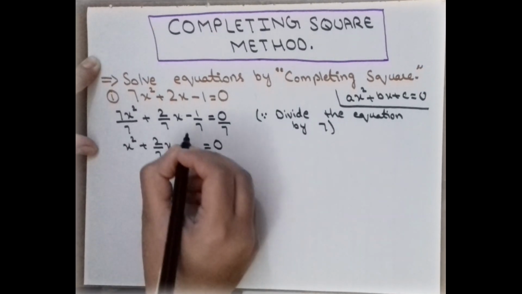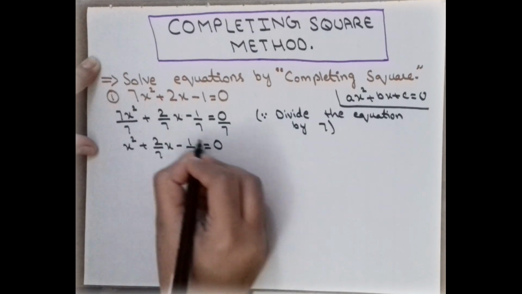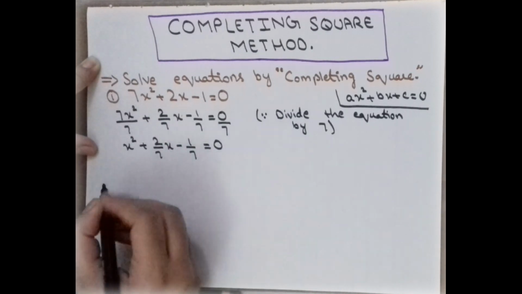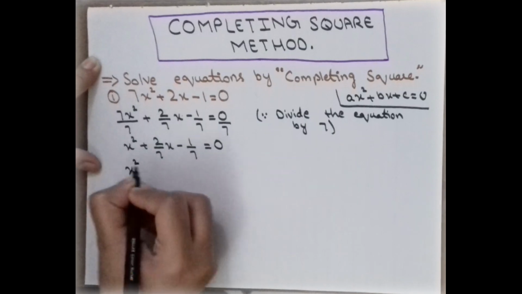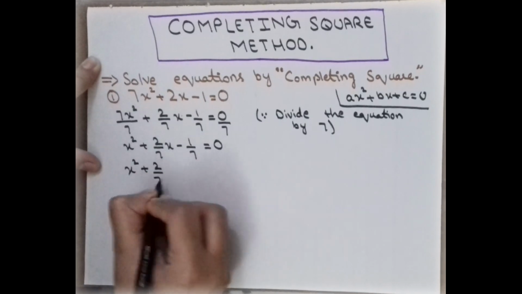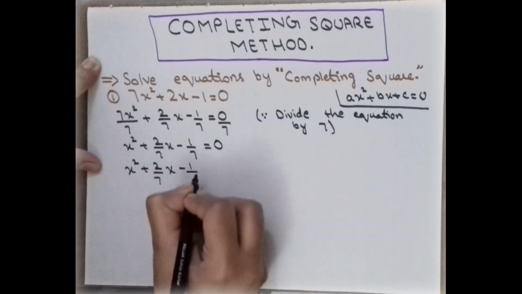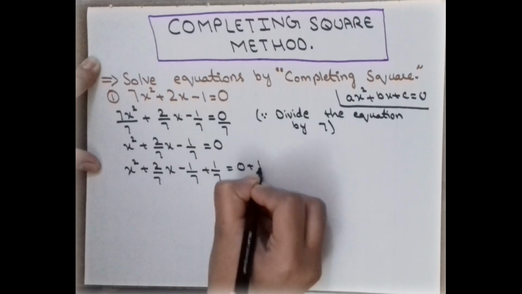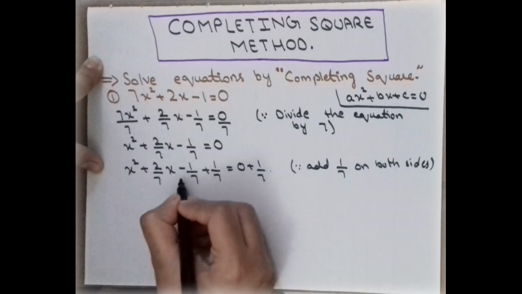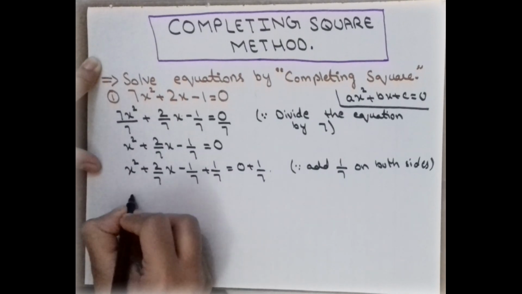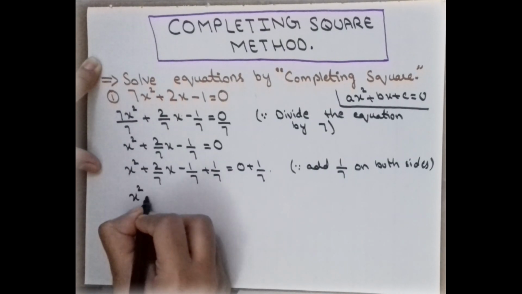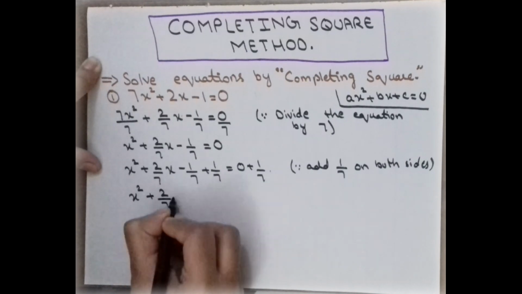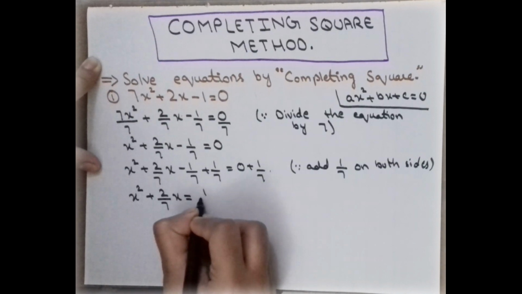The second step is to transfer the constant term to the right hand side. So in this step, 2 over 7x minus 1 over 7 plus 1 over 7 equals 0 plus 1 over 7. Here these two terms cancel out with each other. So we are left with x square plus 2 over 7x equals 1 over 7.